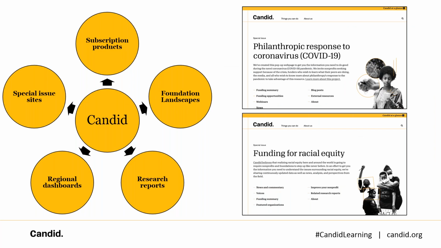Finally, and I think particularly relevant for this conversation, your data would also show up in what we call special issue pages, sites that Candid started creating last year to provide the social sector with the resources they need to make informed decisions about today's most pressing issues. To date, we've created sites focused on the COVID pandemic and racial equity. And I want to take this opportunity to thank all the funders who shared their COVID data last year and who continue to do so. It's really made a difference to our ability to communicate what the sector is doing in response to this unprecedented pandemic.